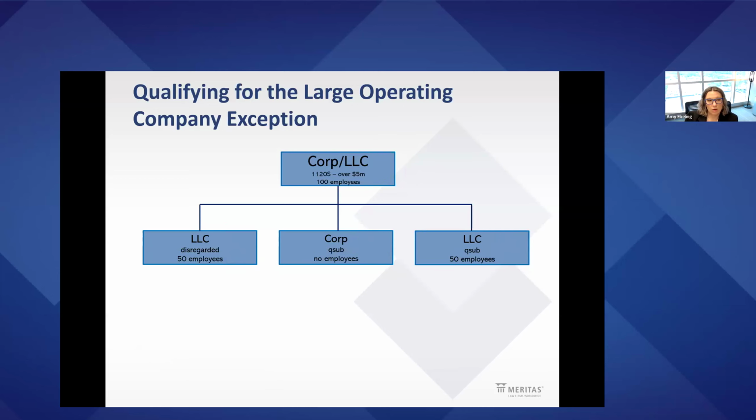Here's another example. We have a couple of more. This entity can be either a corporation or an LLC that has made an S election. So it's taxed as an S corporation, files an 1120S and reports over $5 million in gross receipts and employs 100 employees. The subsidiaries, the one on the left is a wholly owned single member LLC, disregarded, and has 50 employees. The other two entities, one a corporation, one an LLC, have made qualified subsidiary S elections or Q sub elections, and one has no employees and one has 50 employees.